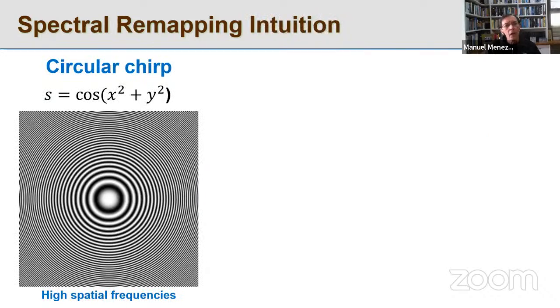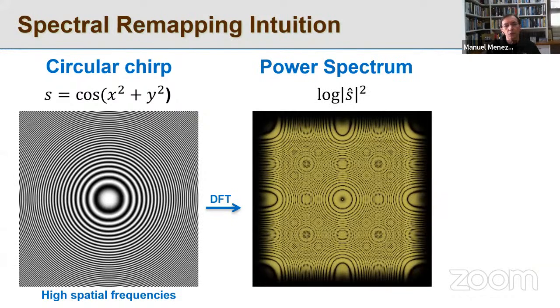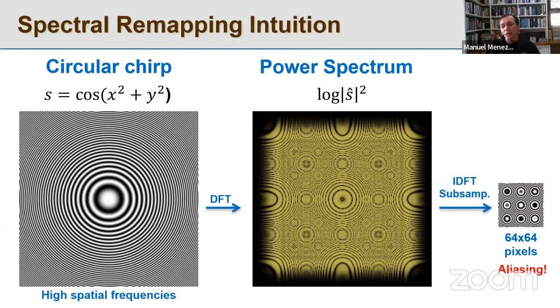So having said that, let me give you some examples to provide additional intuition. If you consider this image shown here on the left, this circular chirp, it becomes clear that it contains several high frequency waves. And this is also clear as we observe its power spectrum. If we try to just subsample this chirp image, we'll get an aliased result that does not look at all like the original image. In this case, the original image on the left was downscaled to only 64 by 64 pixels.